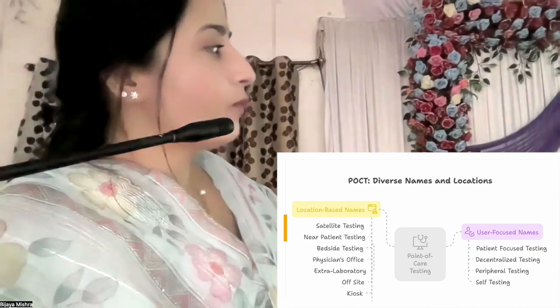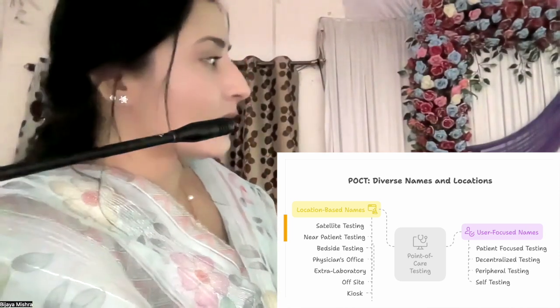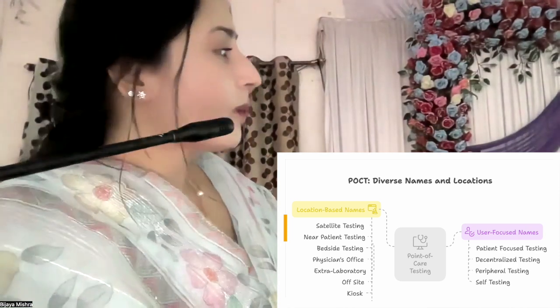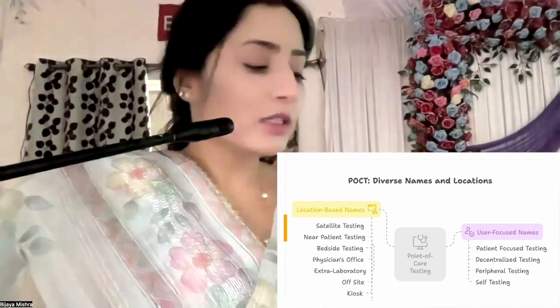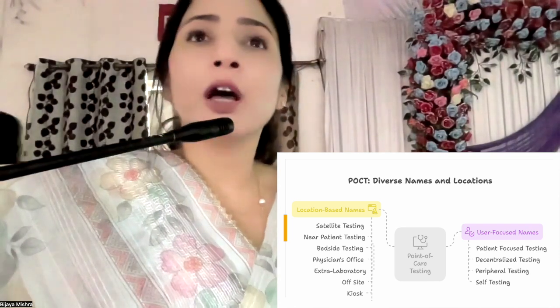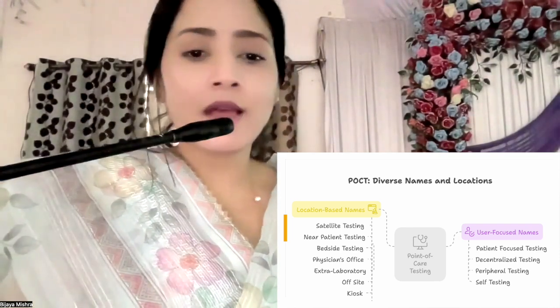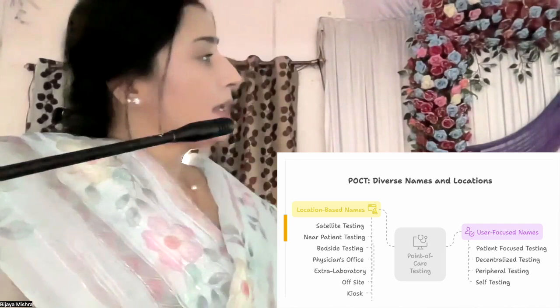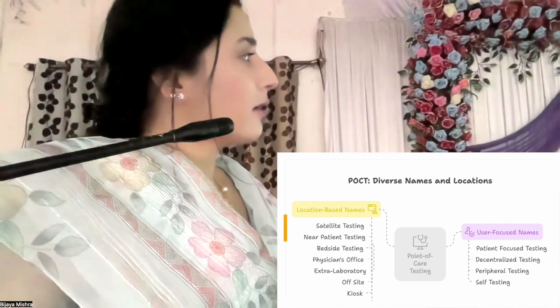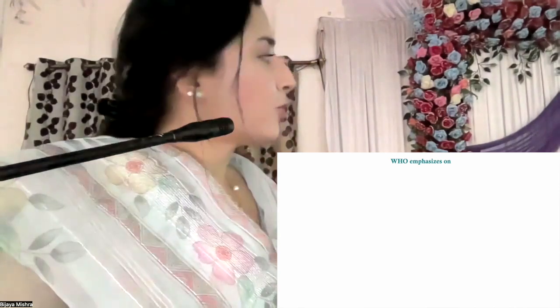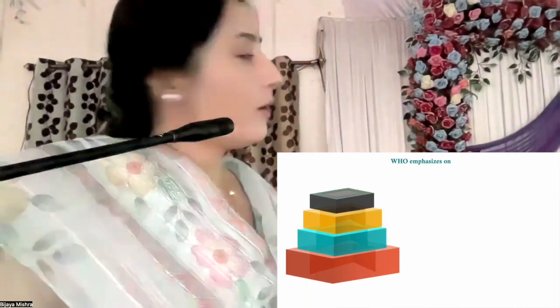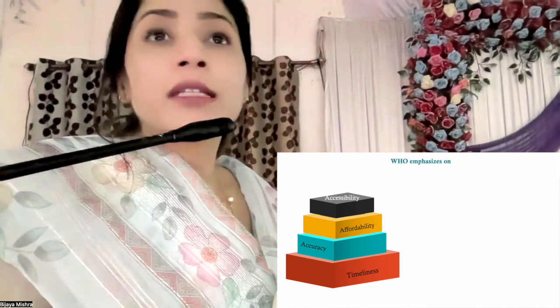And based on the user focus, we call it patient focus testing, decentralized testing, peripheral testing, and also self-testing, because we have all seen that it is used by many patients to monitor blood glucose at home by themselves as well. So when it comes to point of care testing, WHO emphasizes four key attributes of healthcare. One is accessibility, second is affordability, third is accuracy, and the fourth is timeliness.